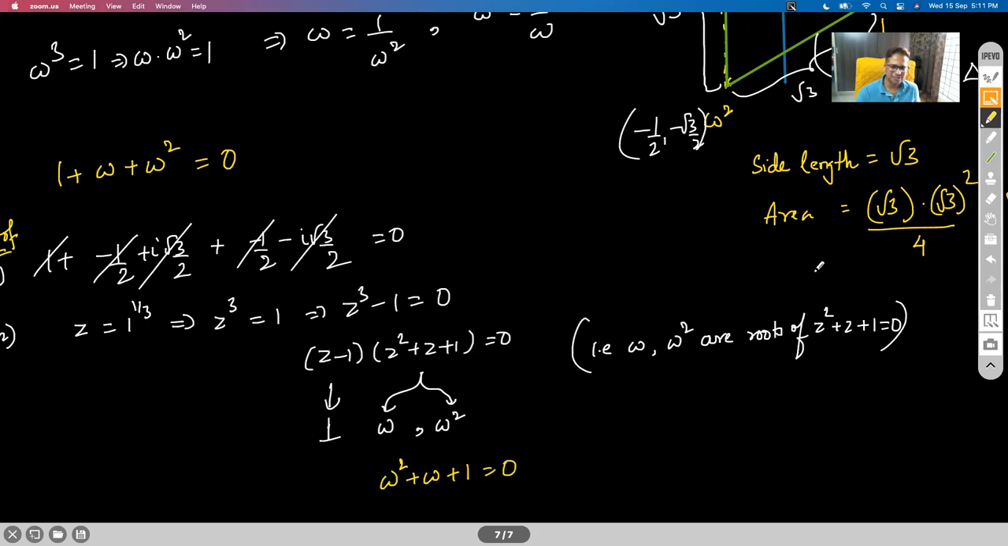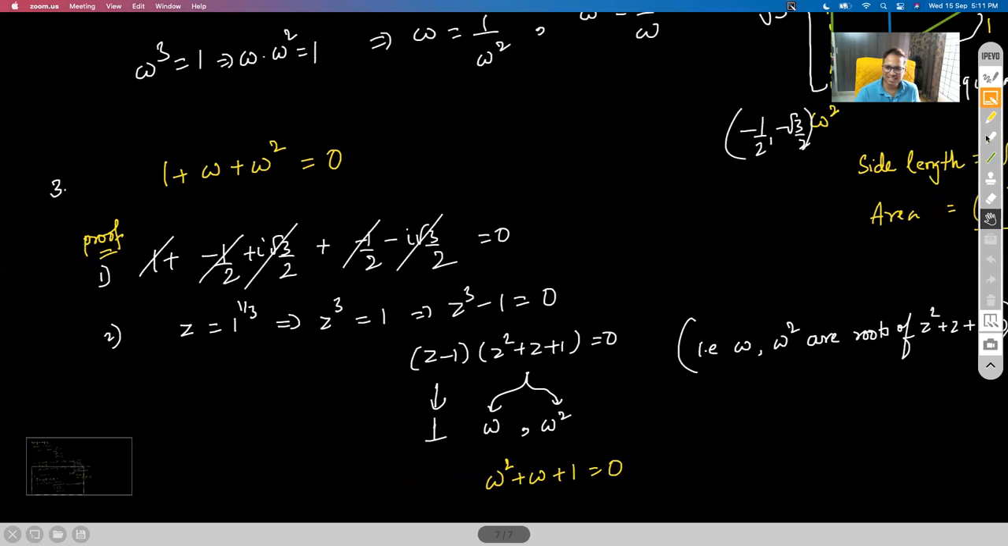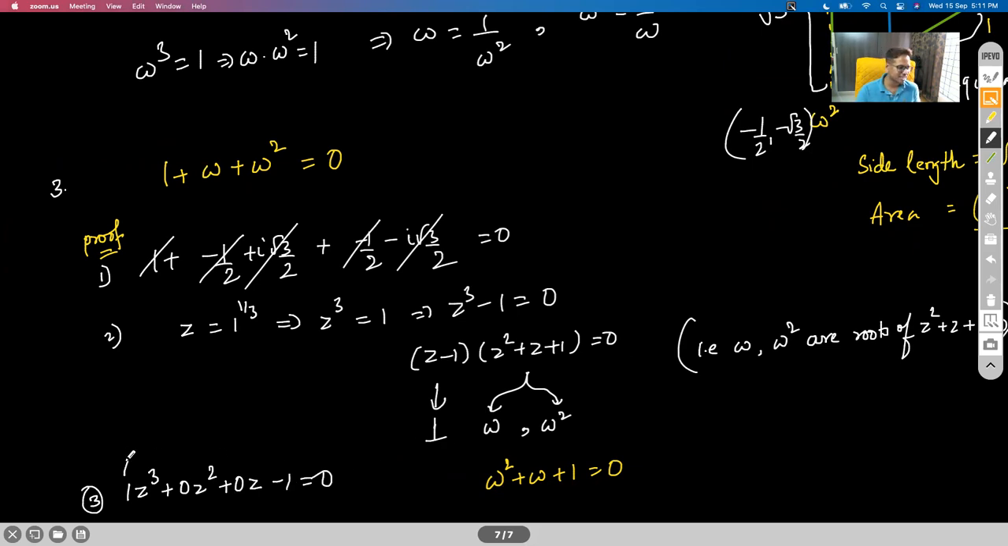Okay. Third way of looking at it is something which I already discussed a little while ago. If you see that this cubic equation doesn't have a z square term, that means if I write it as a proper cubic polynomial equation, where a is 1, b is 0, c is also 0, d is minus 1, the sum of the roots should be minus b by a, which is minus 0 by 1, which is anyways 0. So there are three ways of looking at it. Ultimately 1 plus omega plus omega square will definitely give you a 0.